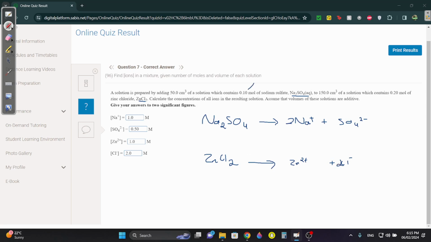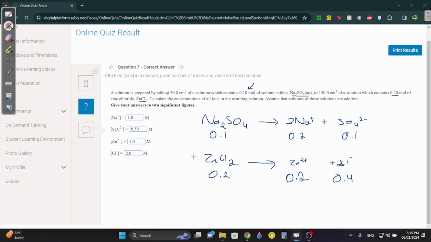Okay, moles. It has 0.1 moles of sodium sulfate, so 0.1. This has 2 as a coefficient, so you multiply by 2, it will be 0.2. This one has 1 as a coefficient, so you don't change it, it stays 0.1. Here the moles for ZnCl2 are 0.2. Here you have the same coefficient, so keep it the same. Here you have 2Cl, so you multiply by the coefficient 2, you get 0.4.